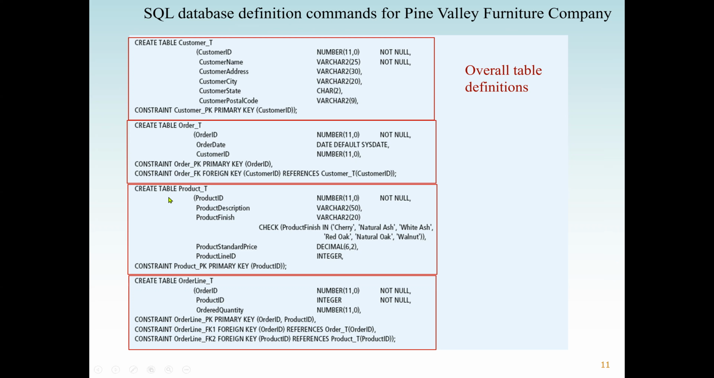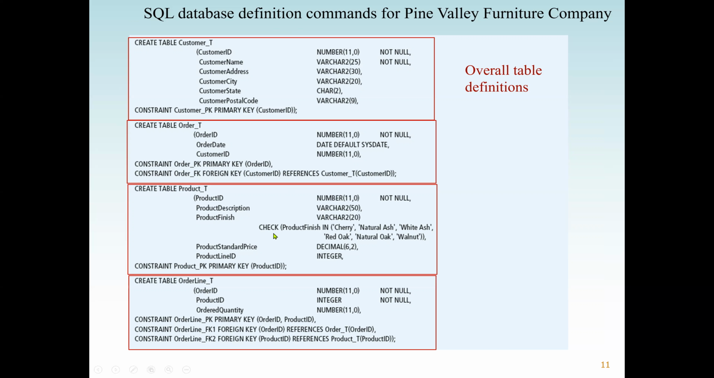So we go to the product table, the same thing, using the keyword create table product T. Then we list all the product table attributes, which are product ID, product description, product finish. Product ID again is a number, which means it's a value. Varchar for product description is a string. The number of characters will be 50. Product finish also is a string. The number of characters is 20.